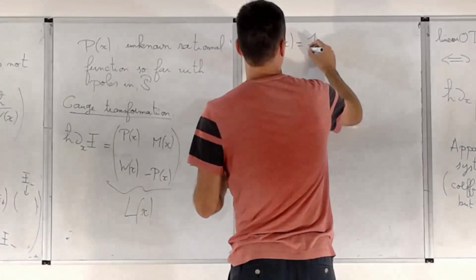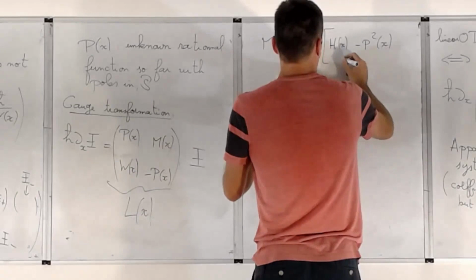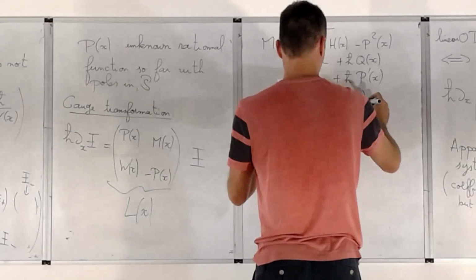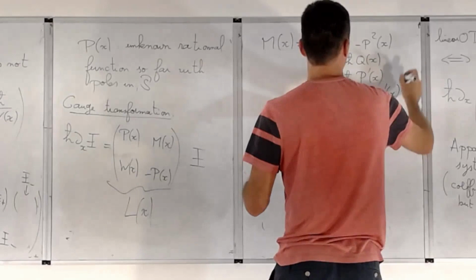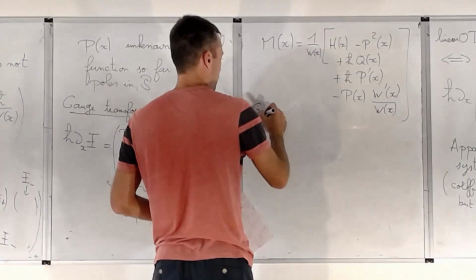So it's 1 over w, h minus p squared, plus h bar q, plus h bar derivative of p minus p of x derivative of the Wronskian. So here, when I write down a prime, it's a derivative relative to x. Okay. So this is the gauge transformation computation. There's nothing difficult in this.